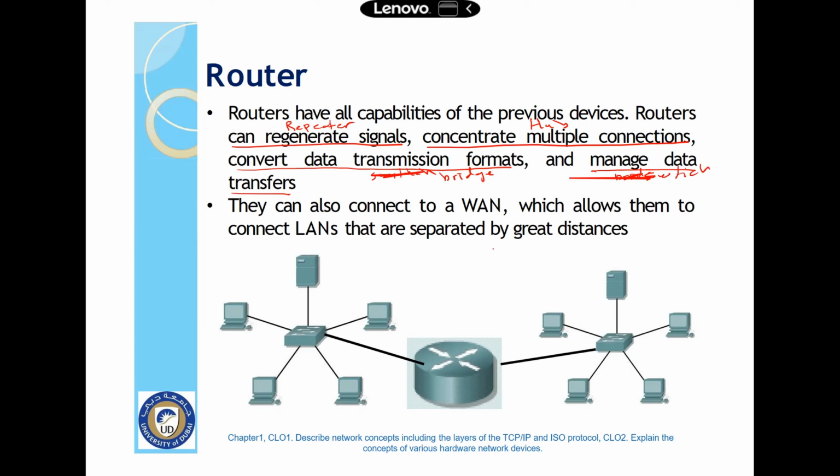They can also connect to the wide area network, or basically the internet, which allows them to connect LANs that are separated by great distances. And there you go, this is the router. So that's why most of our labs, in fact all of them, are going to use the router, because it does the job for all other devices. It substitutes all other devices.